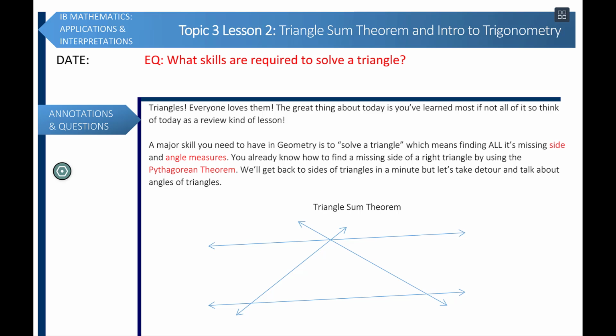Today is topic 3, lesson 2. We're talking about the Triangle Sum Theorem and Intro to Trigonometry. Our EQ is, what skills are required to solve a triangle? Triangles, everyone loves them.